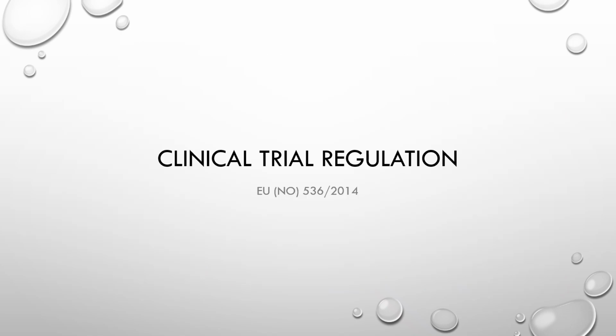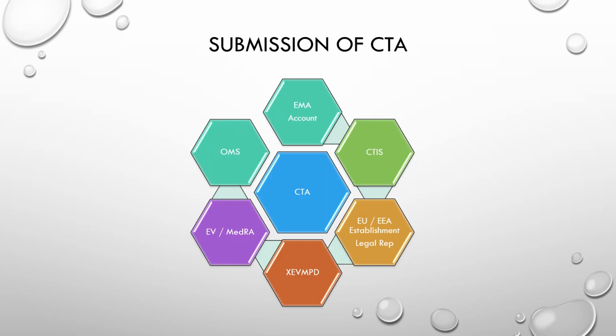So let's just do a quick overview on the clinical trial regulation, because it's quite a big subject area. I can't give an in-depth overview, but just an overview. So what do you need to have in order to submit a clinical trial application via the CTIS, the Clinical Trial Information System? So first thing you need is you need to have an EMA account. In order to access CTIS, you have to have a European Medicines Agency account.